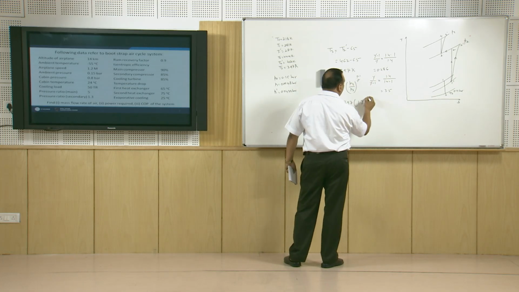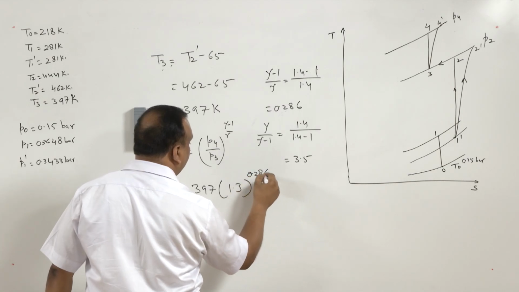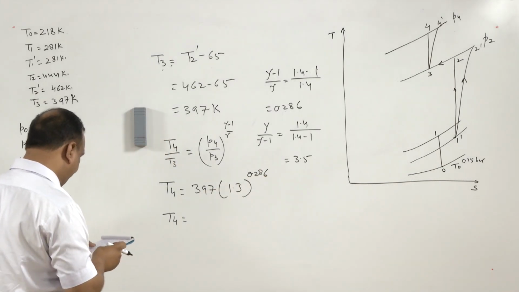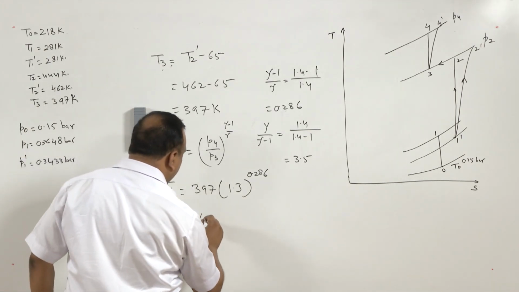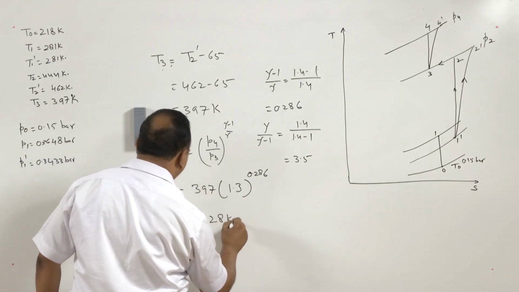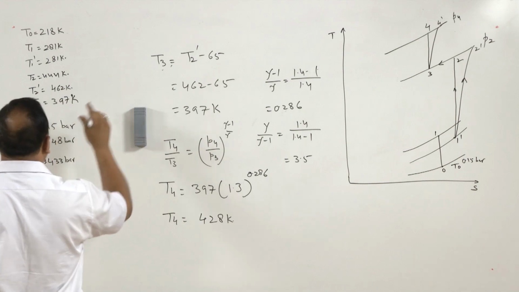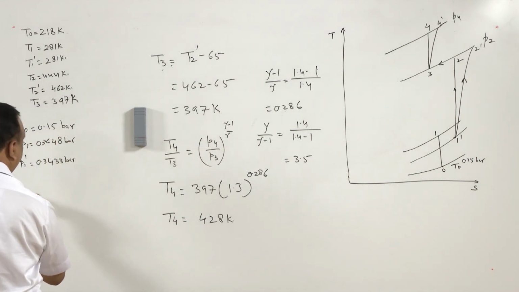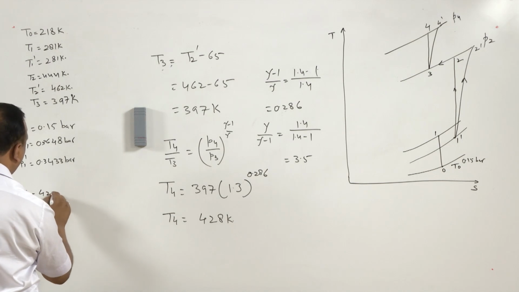So, here it is 0.286, and the value of T4 we are getting here is 428 Kelvin. So, we will write T4 here, T4 is 428 Kelvin.